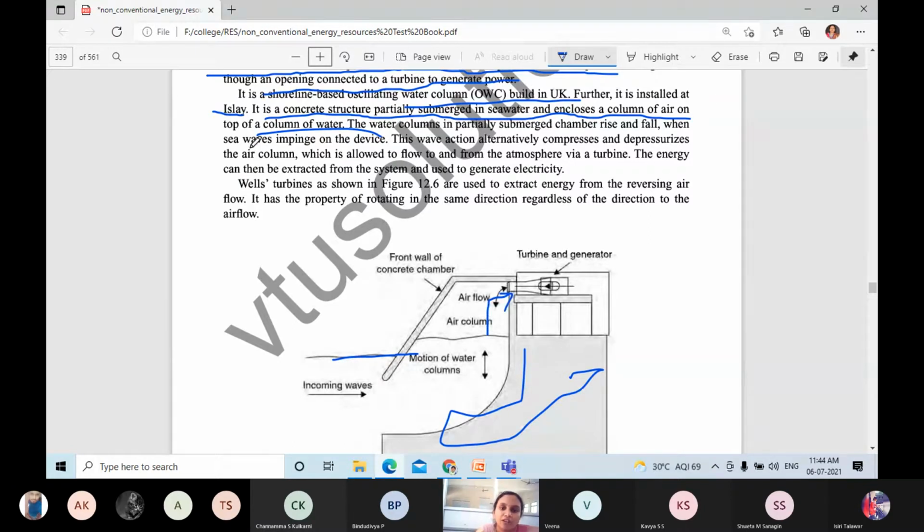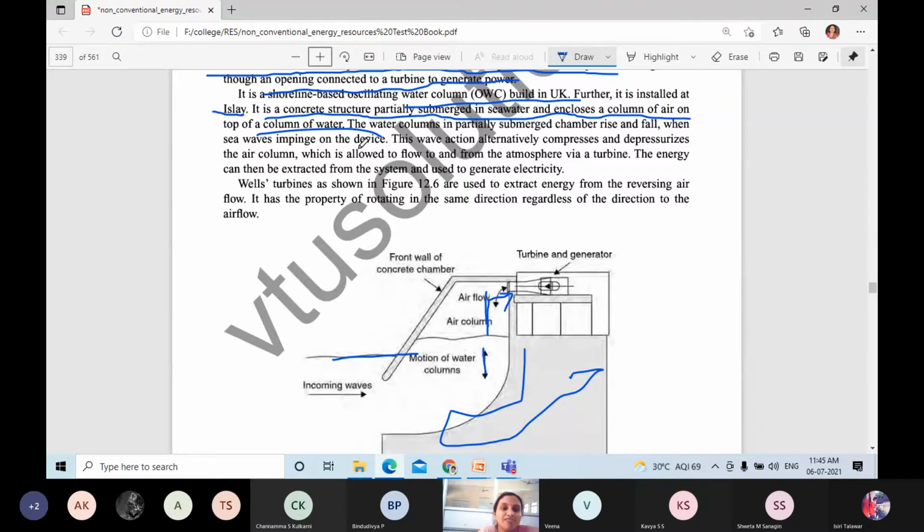So a column of air on top of a column of water. This is the column of air and this is the column of water. The water columns in the partially submerged chamber rise and fall.